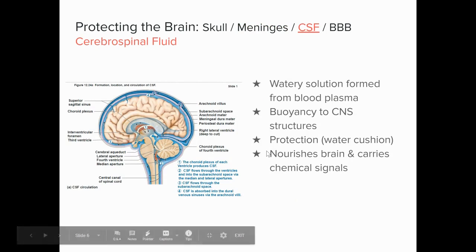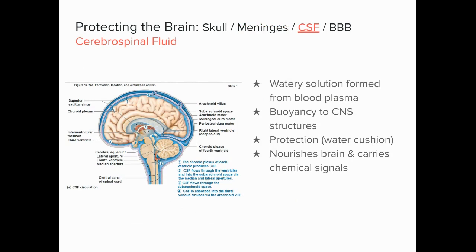All right, other protection for the brain is the cerebral spinal fluid. This is formed from blood plasma. It's a watery solution, and it provides buoyancy to the central nervous system's structures. It acts as a water cushion for protection, and it helps nourish the brain and carries chemical signals.